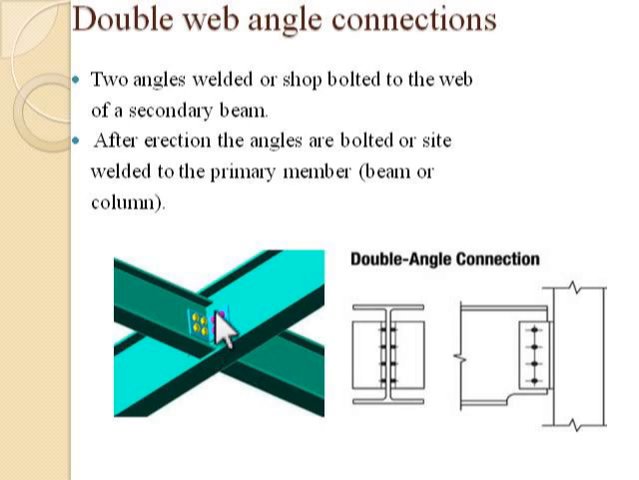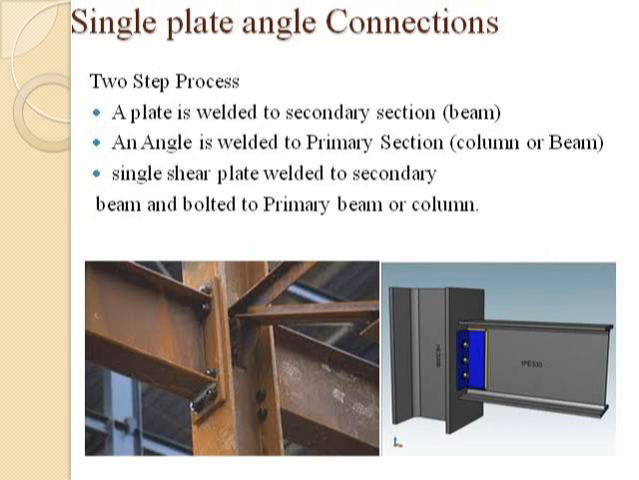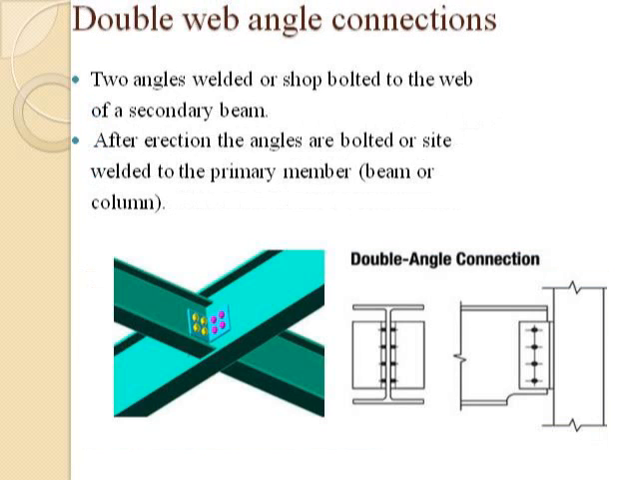Here we can see it is bolted. So four bolts on one member, then four bolts here on the second member. And this one will be more stable than the single plate angle connection.